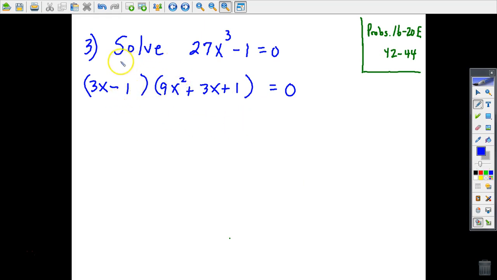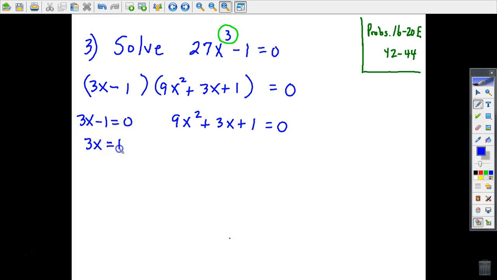Well, factoring makes it easier to solve. So the way I need to approach this now is let each one of my factors equal 0, and I solve each one of these as a separate equation. And remember, it's cubic. The degree of this polynomial is cubic, so I should end up with a total of 3 solutions. So solving this linear equation, obviously that's pretty easy. I get 1/3 as one of my solutions.